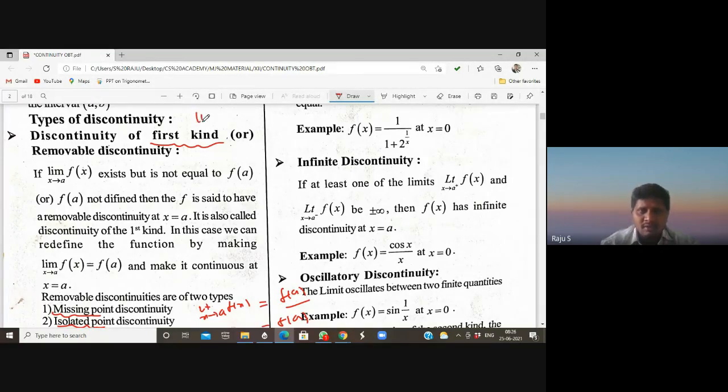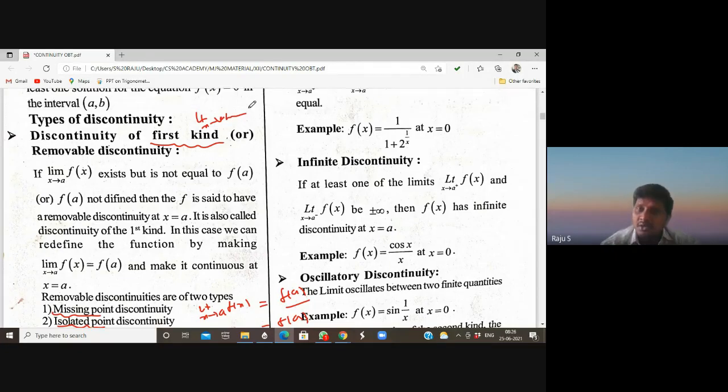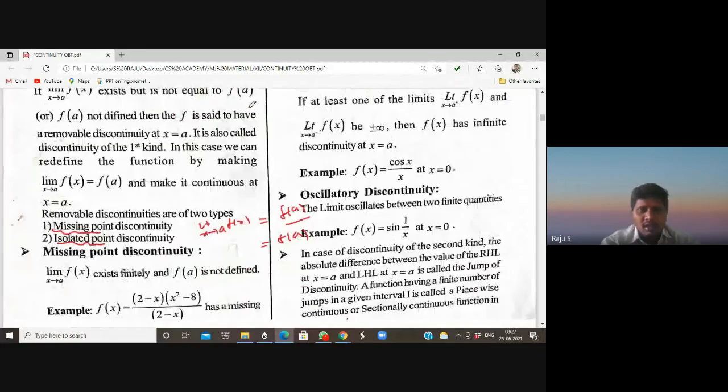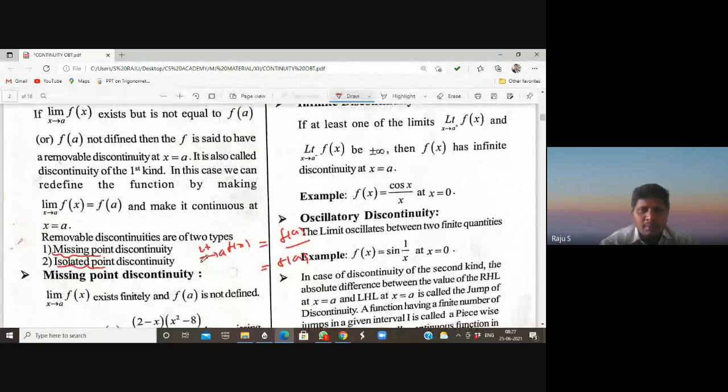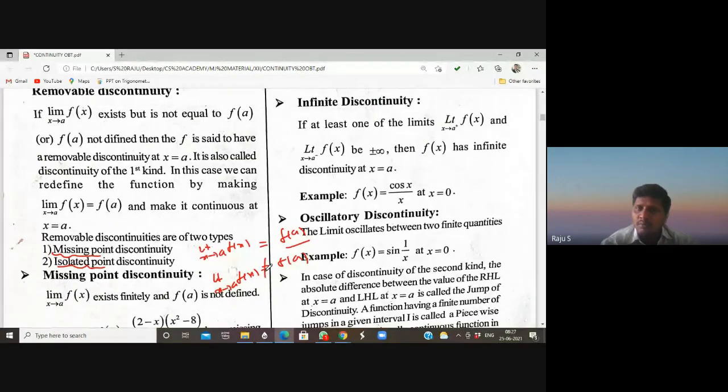Discontinuity of the first kind is related to the first formula: limit as x tends to a of f of x is equal to f of a. And discontinuity of the second kind is related to the second formula: left hand limit should be equal to right hand limit, should be equal to f of a or not. First kind belongs to first formula, second kind belongs to second formula. Isolated means both exist: the limit as x tends to a of f of x exists, and f of a also exists, but both are not equal. When both are equal, it is continuous. When both are not equal, it is not continuous.